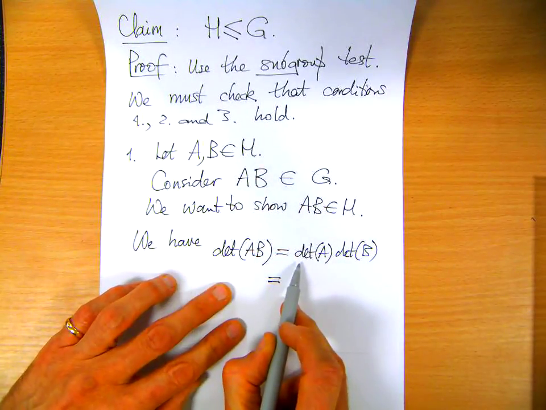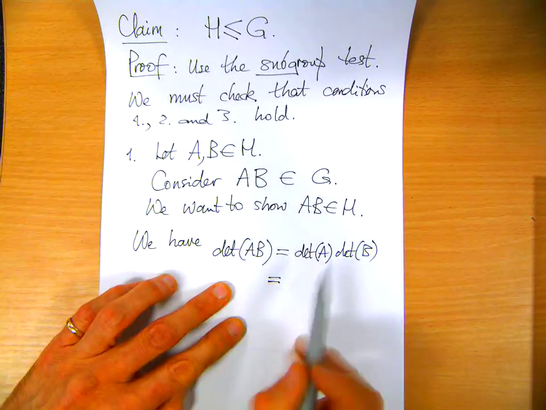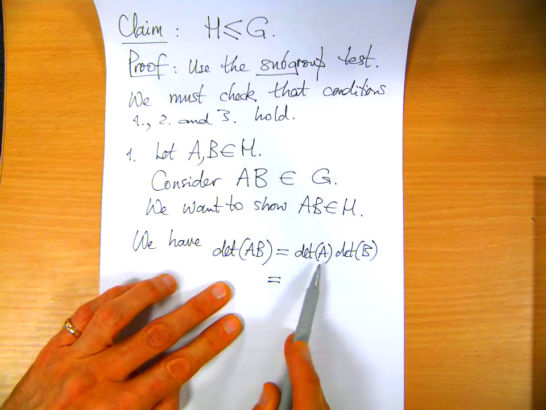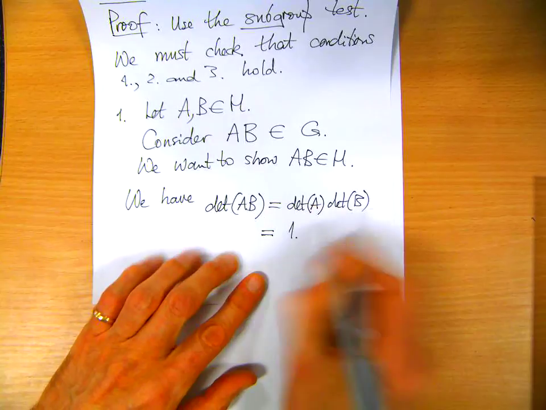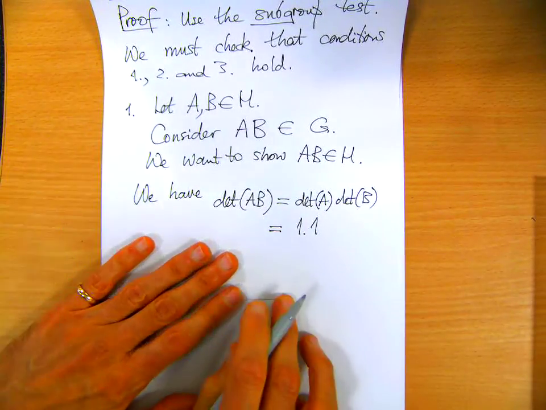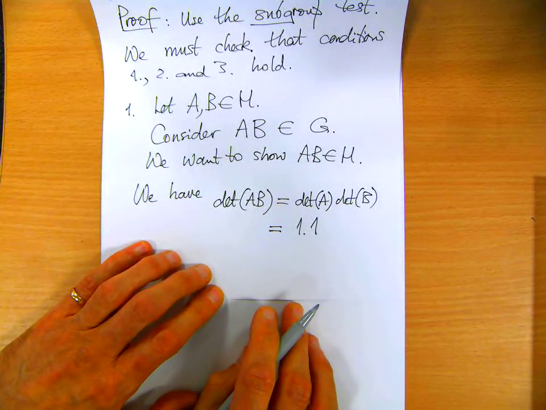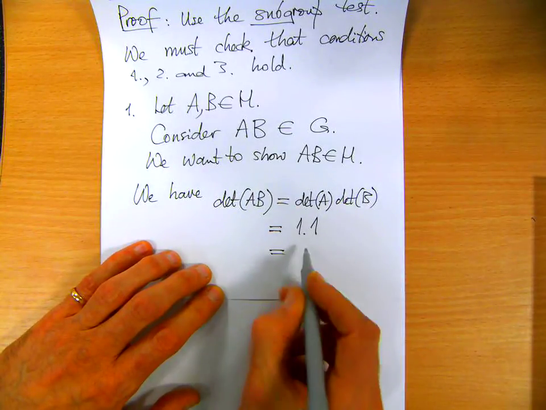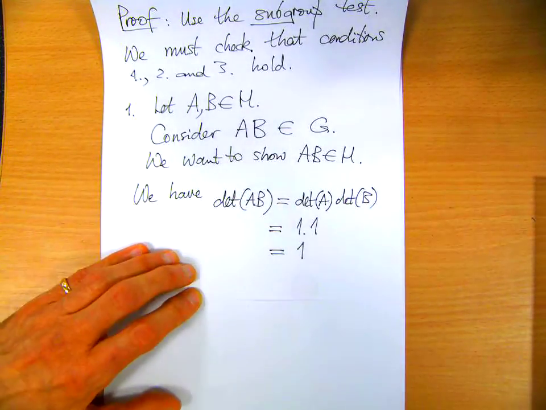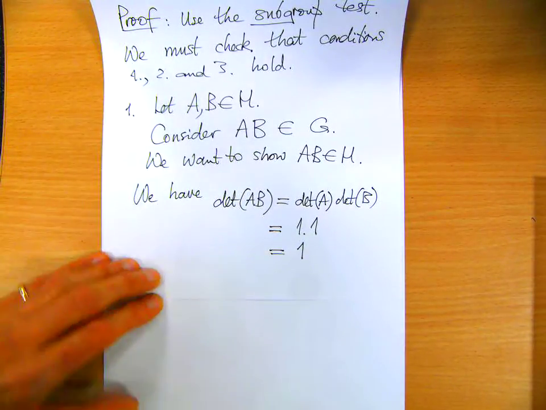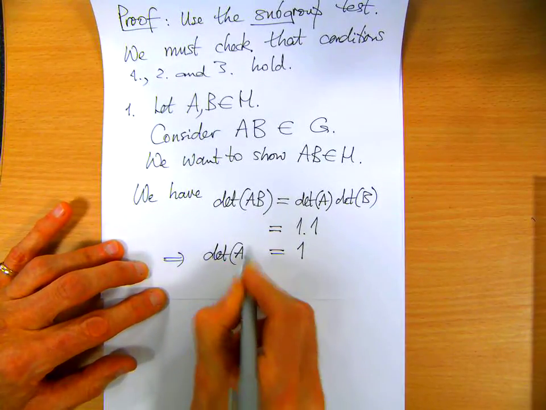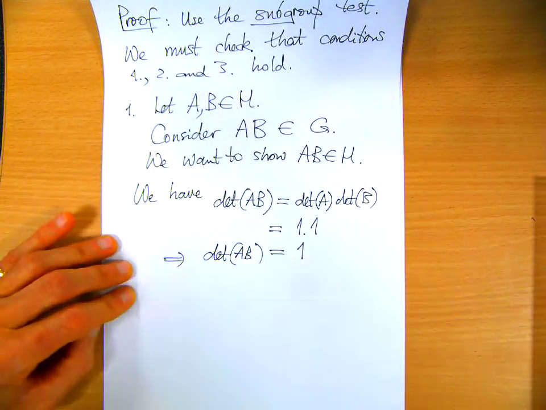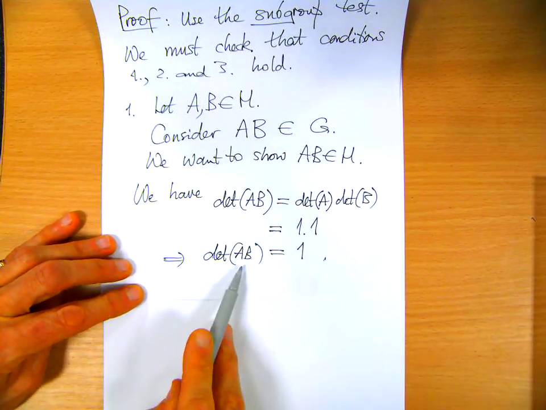Now, I'm going to use the fact that A and B are both in H. The fact that A is in H means the determinant of A is 1, because that's how H was defined. So this is 1 times 1, because A and B are both in H. And 1 times 1 happily is 1. So we've got that the determinant of AB is 1. But that says that AB qualifies to be in H.